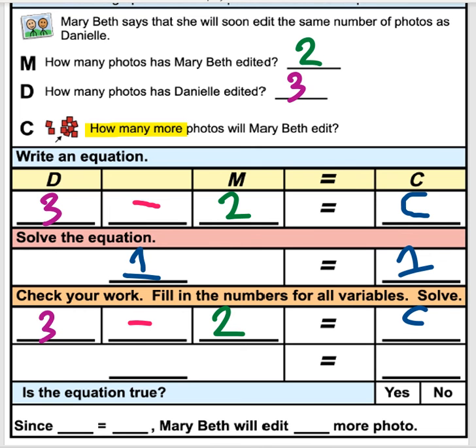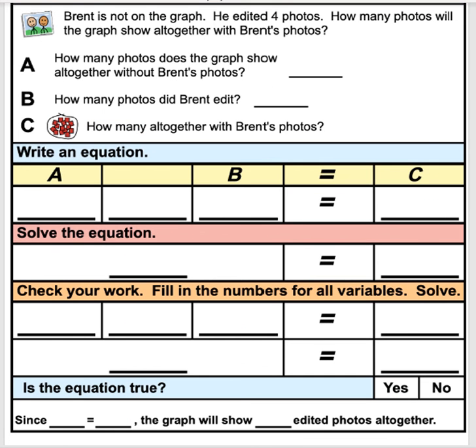And we know that 3 minus 2 is what? 3 minus 2 is 1. And 1 equals 1. So is our equation true? Did we plug the numbers in correctly? Yes. So since 1 equals 1, Mary Beth will edit one more photo. So Mary Beth will edit one more photo to have the same number of photos as Danielle. Let's look at our next problem.